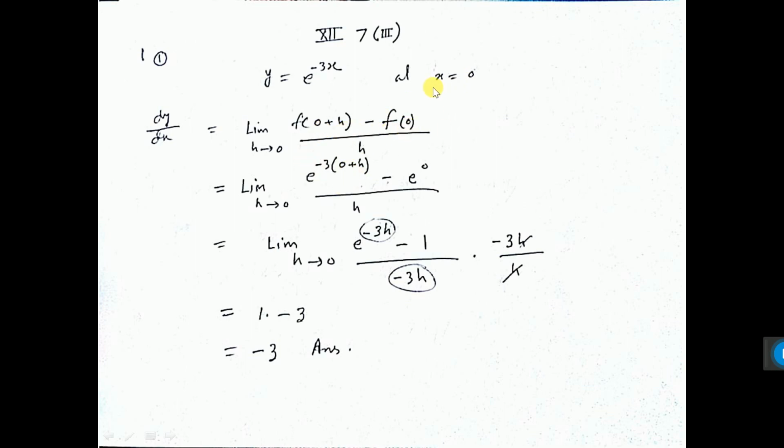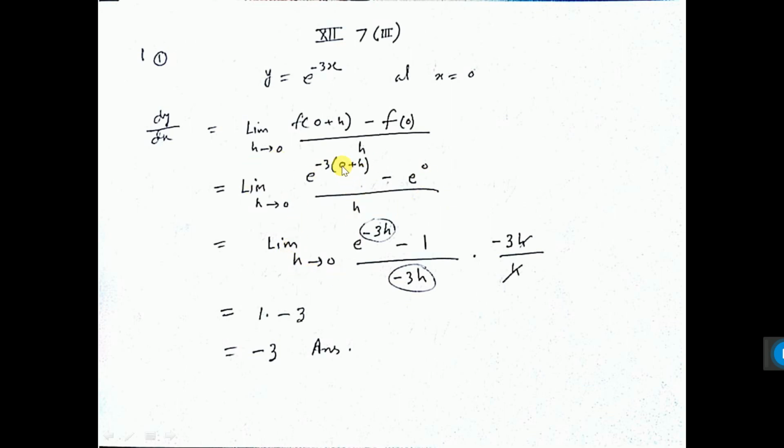Now if you put x equal to 0 here, then e to the power minus 3 into 0 is e to the power 0. That's why I write the f(0) value here as e to the power 0. And for f(x plus h), instead of x you put 0 plus h. So it will be e to the power minus 3 into (0 plus h). This is the value I put here in the second line.